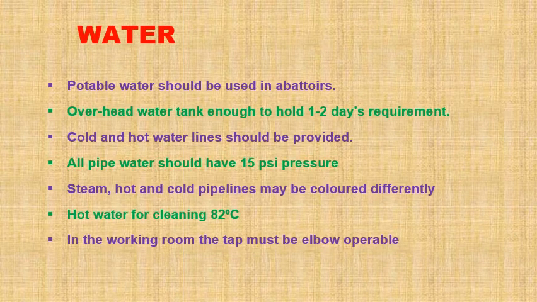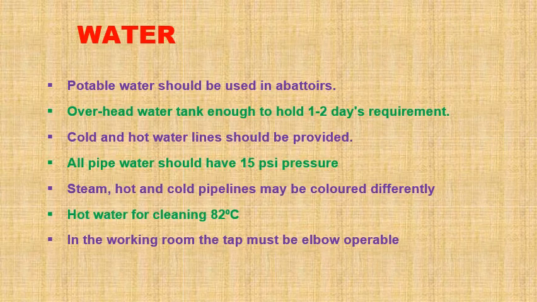Water facilities. Water is one of the most important requirements for the operation of the abattoir or meat plant. So there should be good quality water, as I said earlier. Potable water should be used in abattoirs wherever it is used on the carcass or for washing the machines, etc. The overhead water tank should be enough to hold 1 to 2 days' requirement. How to calculate, we are going to see later.